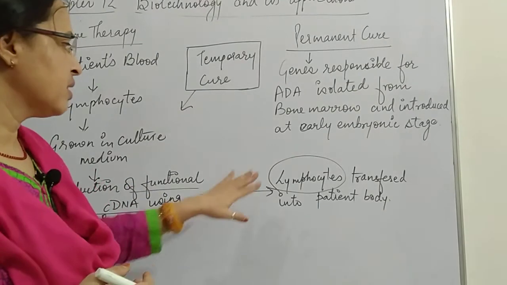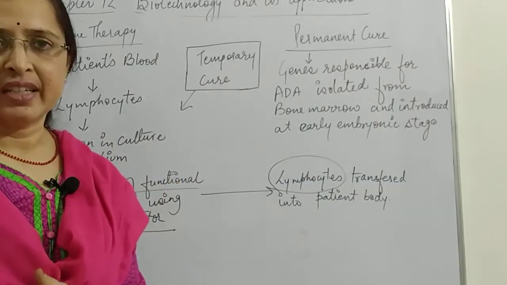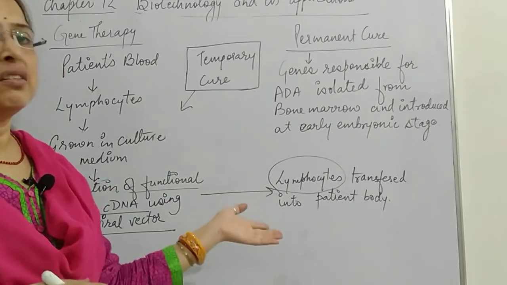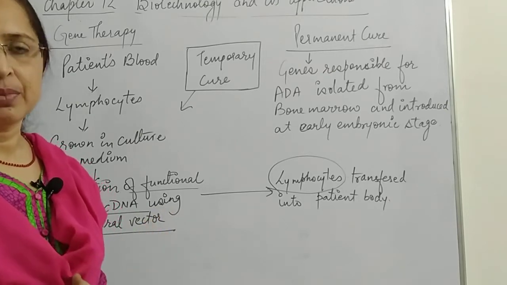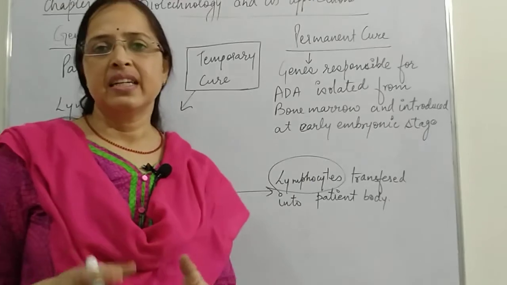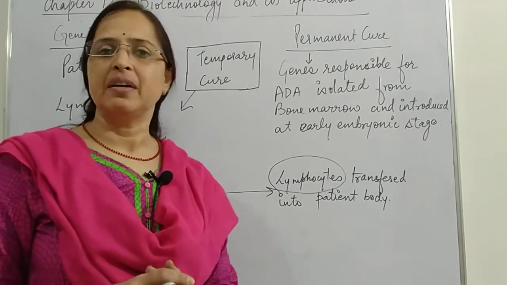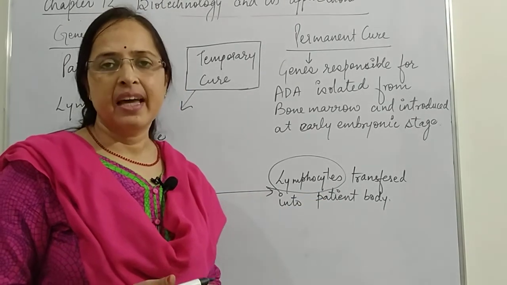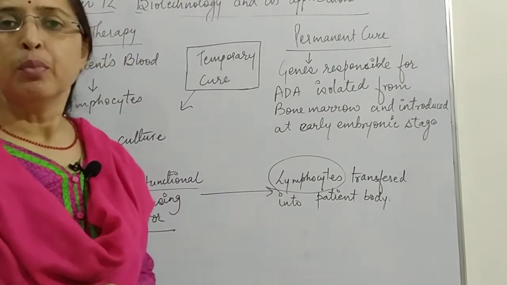So this replacement in the lymphocytes is a gene therapy for ADA. When it is done in lymphocytes, it has to be done at frequent intervals, repeatedly, because lymphocyte cells die after a certain time, as every cell has a particular lifespan. After completing its lifespan, the lymphocyte cells will die, and along with them that gene will also be removed from the patient's body.